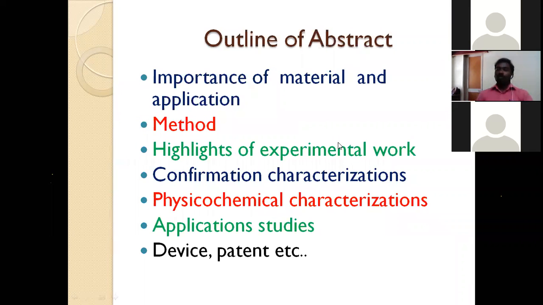Next, the abstract can be formulated based on this outline. Initially, you give the importance of the material and its applications. Then you go for the methodology: what is the method we have adopted and how it differs from the already existing materials. Then also highlight the experimental work. If you have done something innovative, then you must highlight the experimental work.